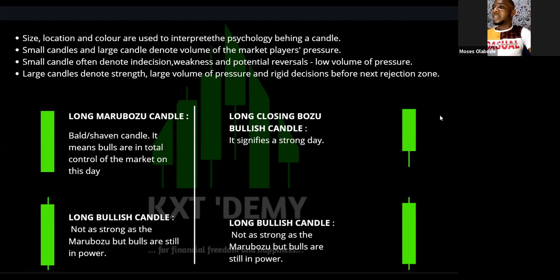And then we have the long bullish candle. It is not as strong as the Mariposa candle, but bulls are still in power. So whenever you see these candles, either you are trading the daily time frame or M30, especially on the daily, seeing these candles implies that, oh boy, you can still buy this market today and it will still go well. Just wait for a retracement and then enter the market. So let's move to the next point.